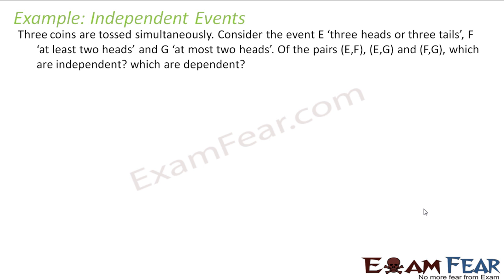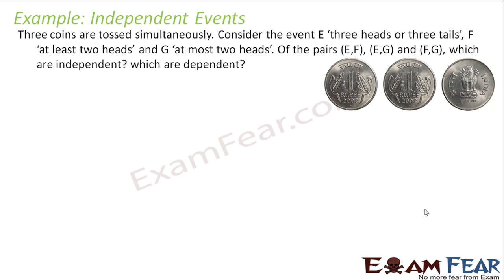Let's take one more example. 3 coins are tossed simultaneously. Consider the events E to be 3 heads or 3 tails, F be an event of at least 2 heads, and G be the event of at most 3 heads. So of the pairs EF, GF, EG and FG, which are independent and which are dependent?